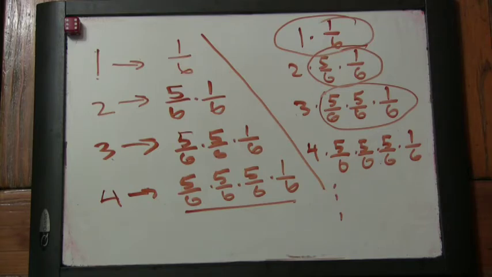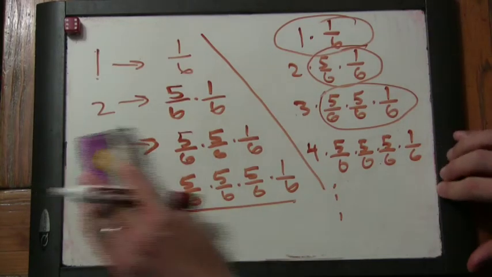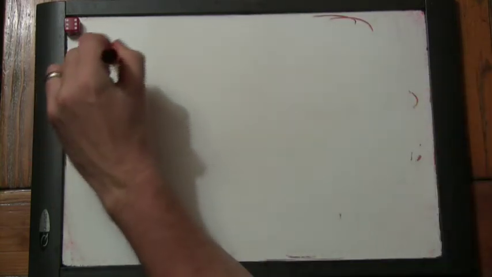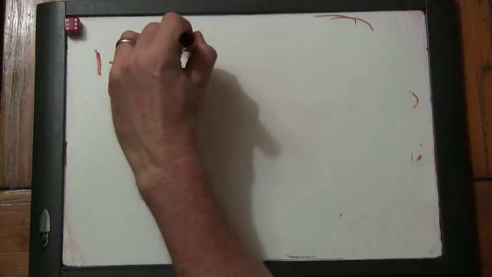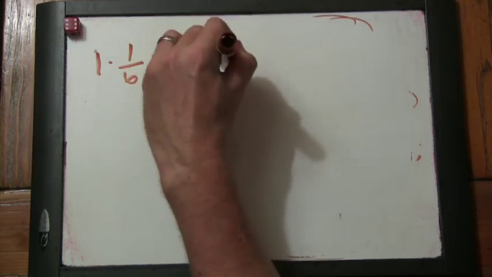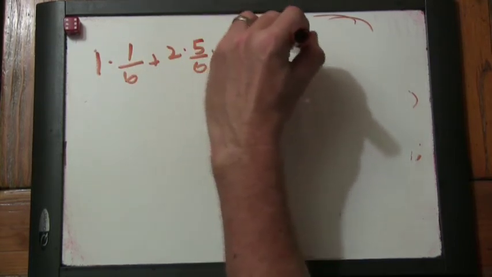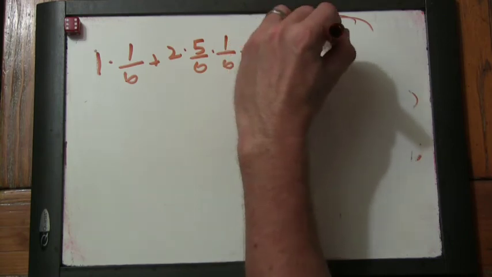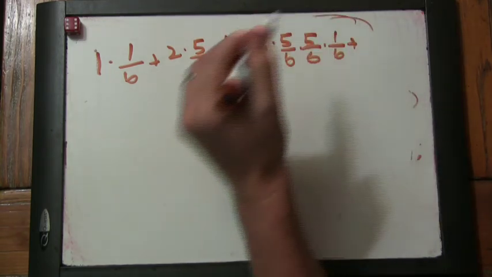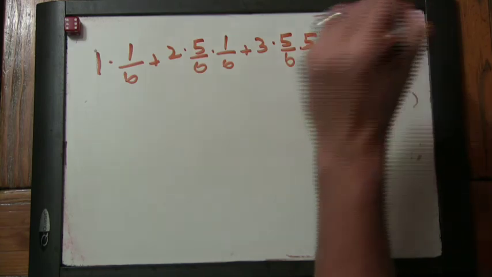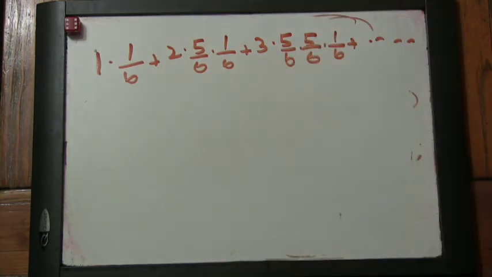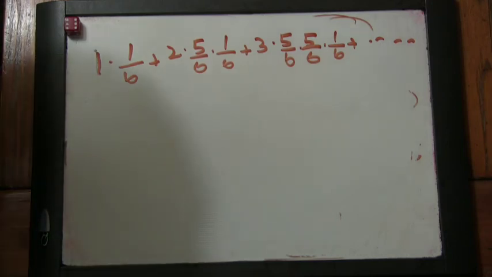So we have a fairly tricky sum we have to evaluate here to get the average. It's going to be 1 times 1/6 plus 2 times 5/6 times 1/6 plus 3 times 5/6 times 5/6 times 1/6 plus dot dot dot. I guess I'm going to run out of room. Okay. So in the next video, let's see if we can figure out some strategies for how we might add this infinite series. All right.